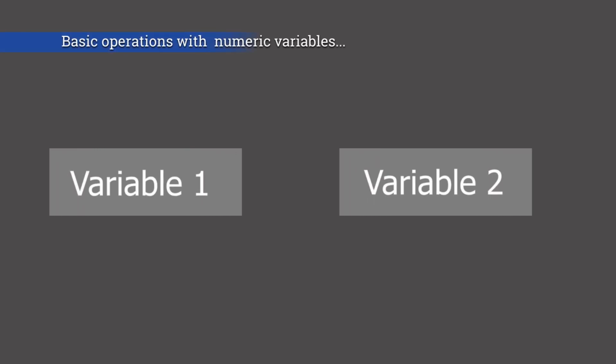Now let's turn to basic operations with the numeric variables we have created. You can do adding, subtracting, multiplying, dividing, raising to power, getting the remainder, and many more operations with numeric variables. Here, by the term numeric variable, I mean integers and floating point numbers. Now let's see all these operations in Spyder.